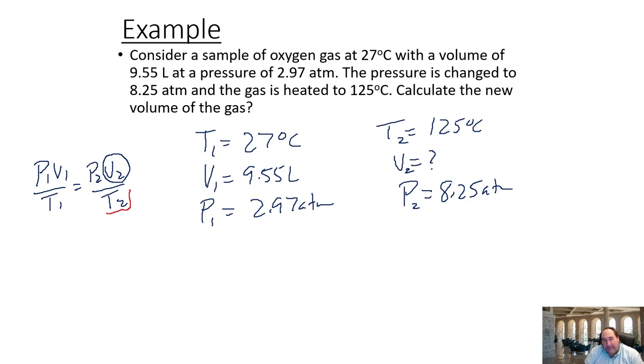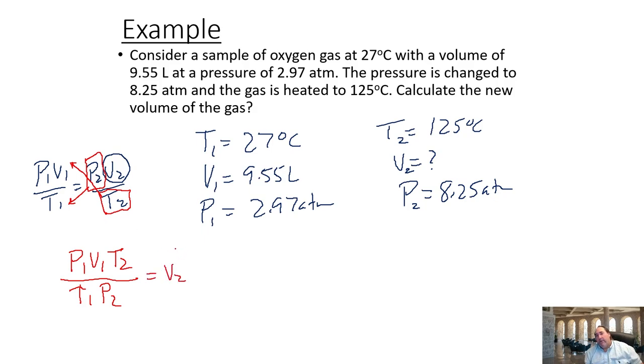Once again, opposites is the quick way to do this. T2 is on the bottom, so that's going to go to the top. P2 is on the top, so it's going to go to the bottom. That's basically multiplying and dividing those guys to the other side. When I rearrange it, that gives me P1, V1, I'm moving T2 to the top, divided by T1, and I'm moving P2 to the bottom. And that will equal our V2.